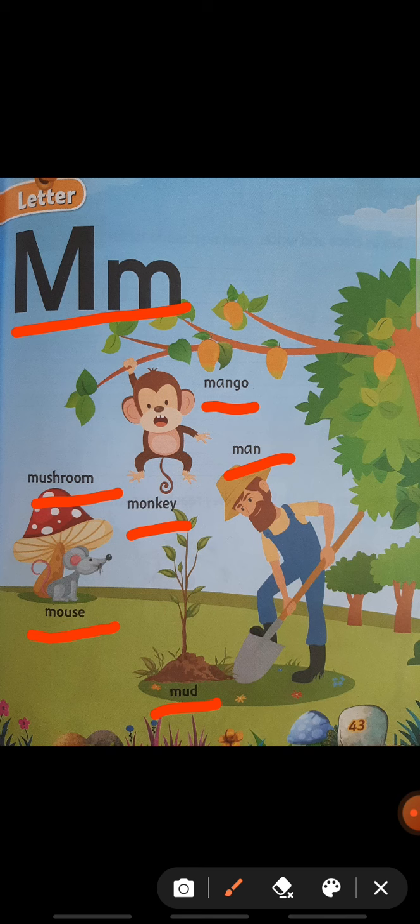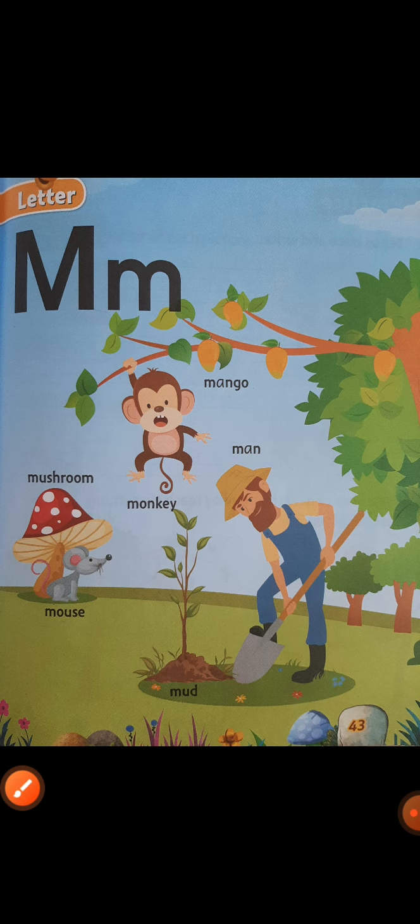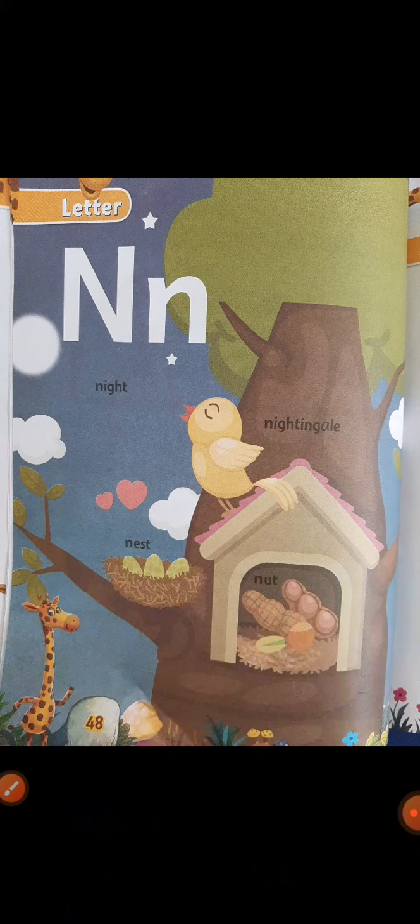Okay. Letter M. M for mango. M for man. M for monkey. M for mushroom. M for mouse. M for mud. Yes, very good children. Okay, so now we'll learn the next letter, letter N.